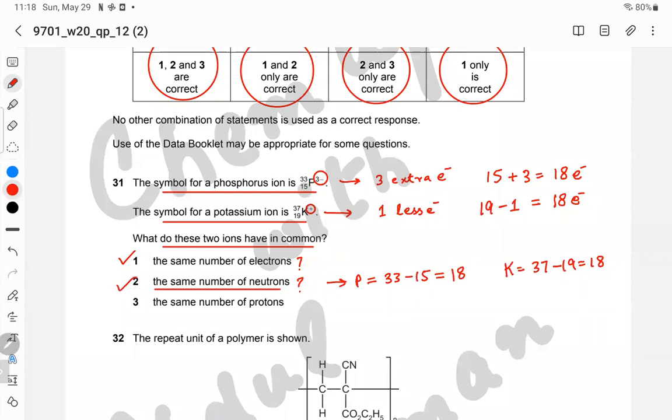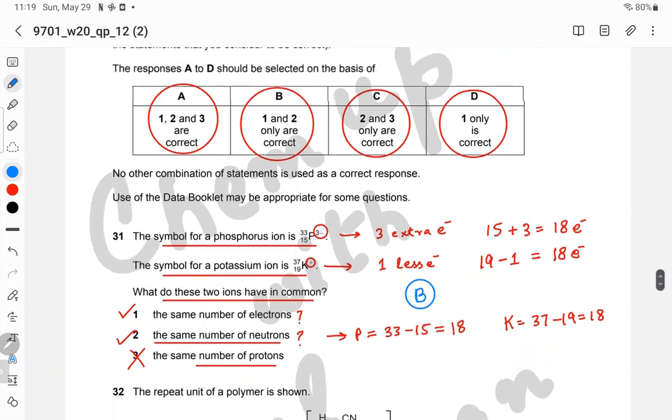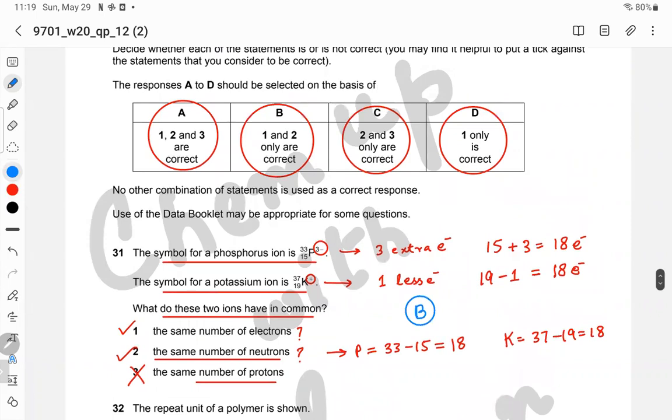Yes, Alicia. They have the same number of protons. No, it is completely wrong, because if there are two different elements, their protons must be different. Yes. So Tisha and Alicia, very good. Our correct answer is B in this case, because statement number 1 and statement number 2 are correct. I hope it's understandable for everyone.